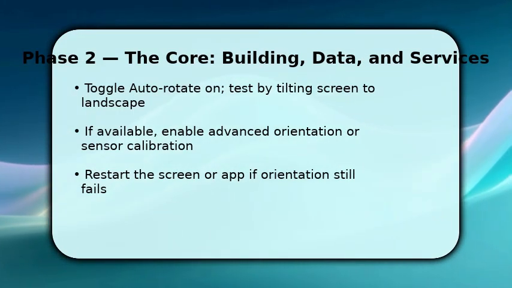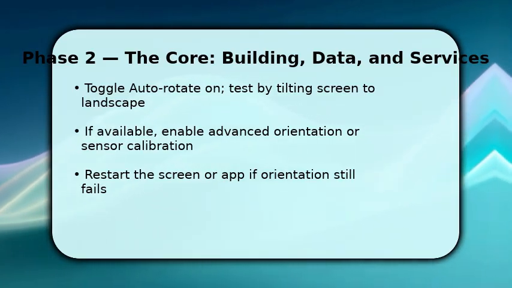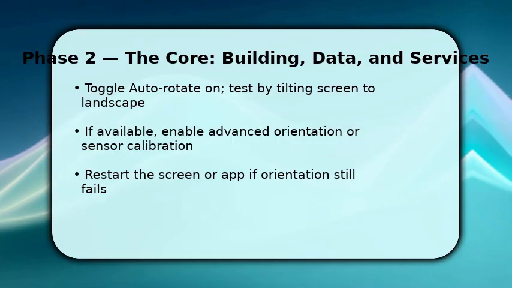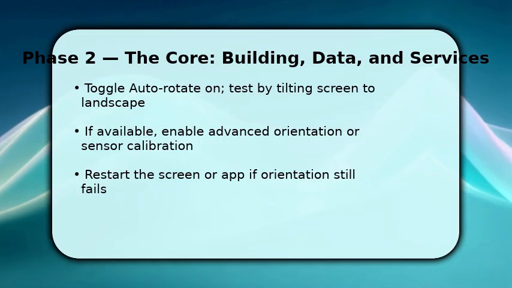This verifies the sensor responds. If rotation behaves oddly, open any sensor or display submenu and run calibration or enable enhanced orientation features. These correct drift and false positives.